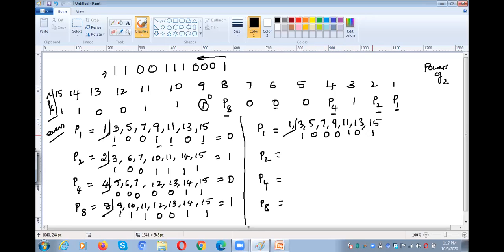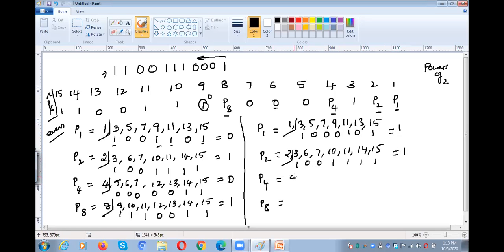1, 0, 1. So how many number of ones are there? 1, 2, 3. So we need to make them even. And next coming to P2: 2, 3, 6, 7, 10, 11, 14, 15. So what are the values we need to discard this one? 1, 0, 0, 1, 1, 1, 1. So how many number of ones are there? 5 ones. We need to make them even.